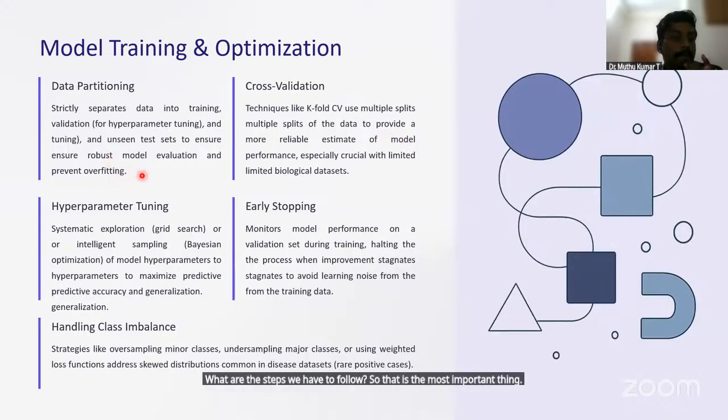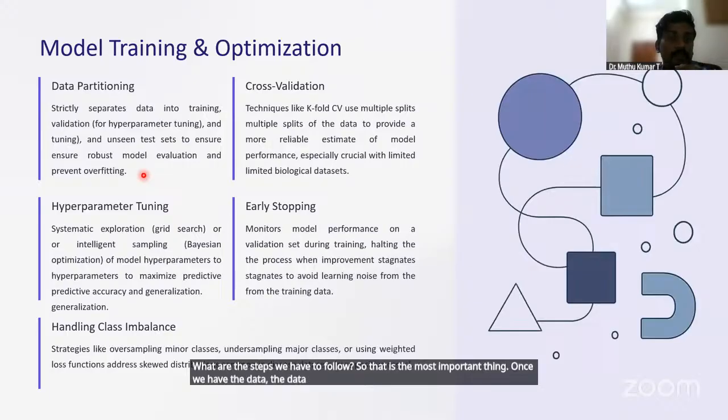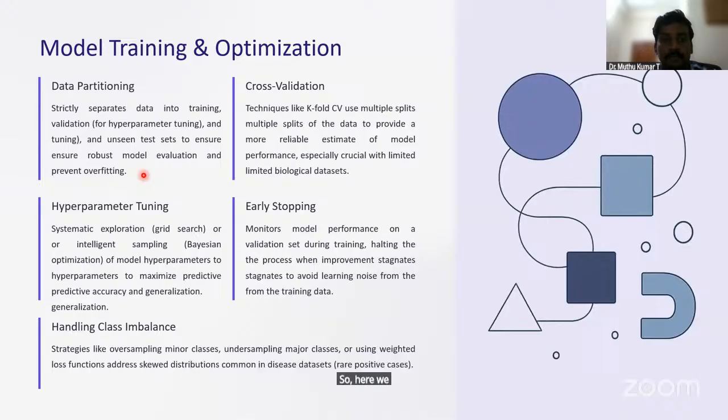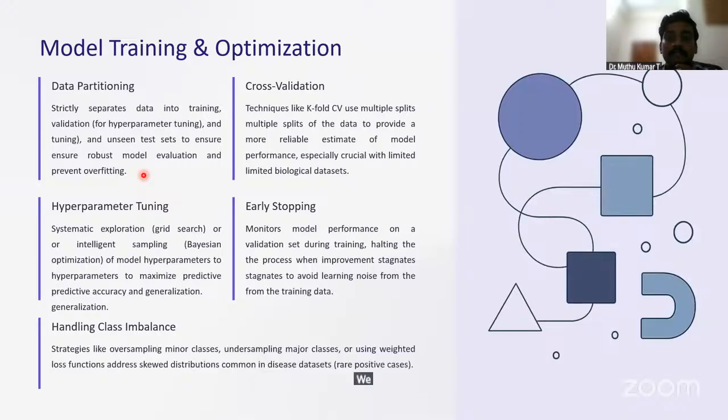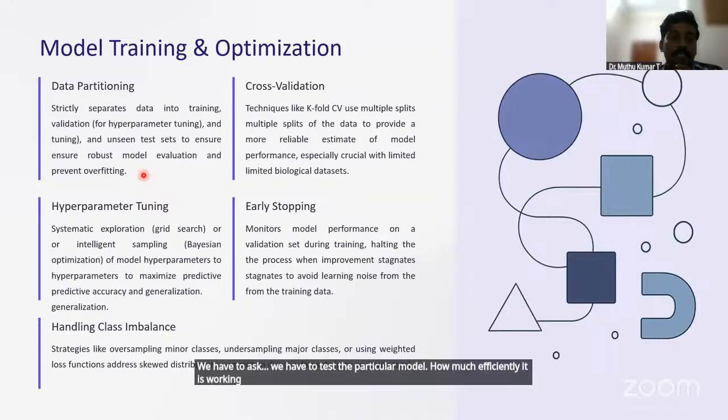Once we have the data, partitioning is the important step. Here we have two different types: test data and training data. Training data helps to train the particular model, and test data helps to evaluate the model. Whenever we are training something, we have to test how efficiently the particular model is working. For that, we separate the test data.